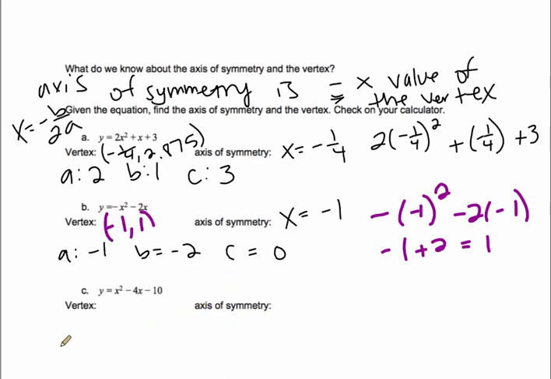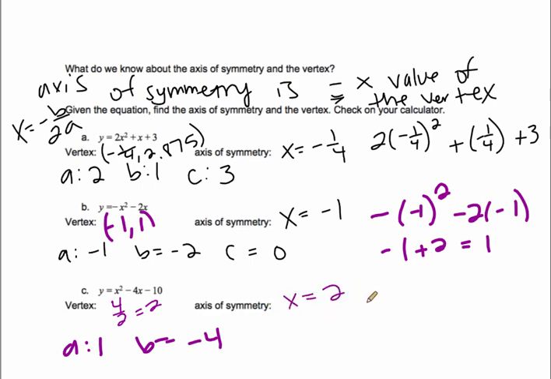All right, last one. A is 1, B is negative 4. And again, we don't need C, so I'm not going to worry about that. So negative B is positive 4 over 2 times 1 is 2. So 4 over 2, which is 2. So that's my axis of symmetry, x equals 2.